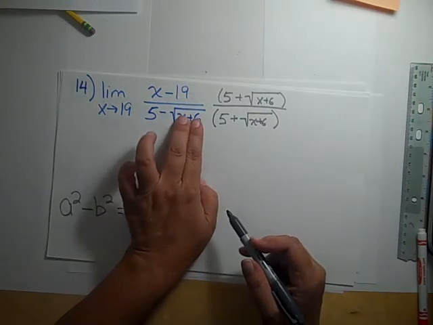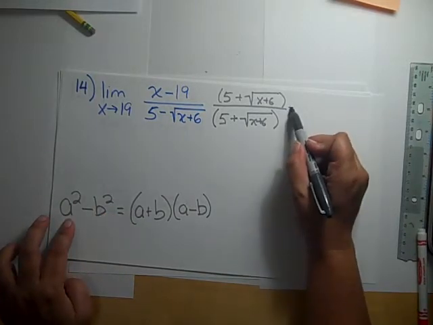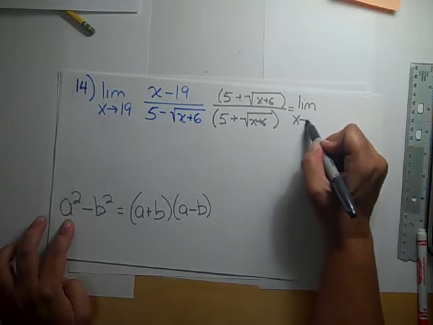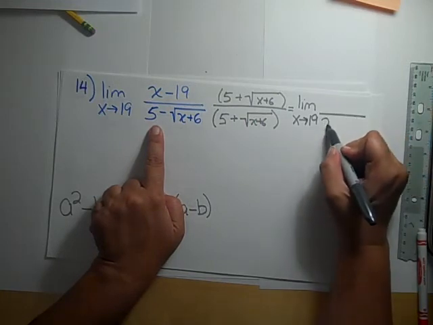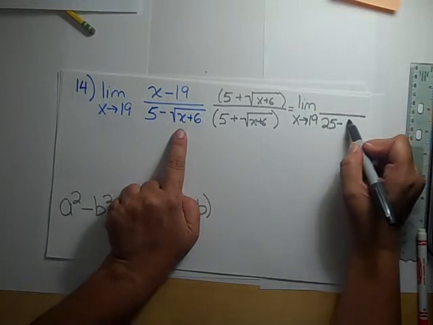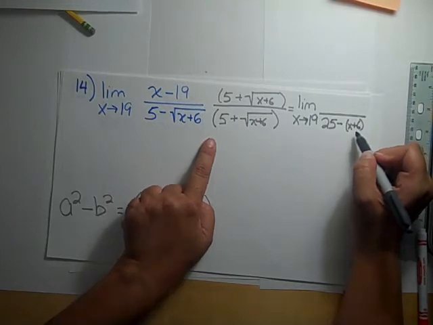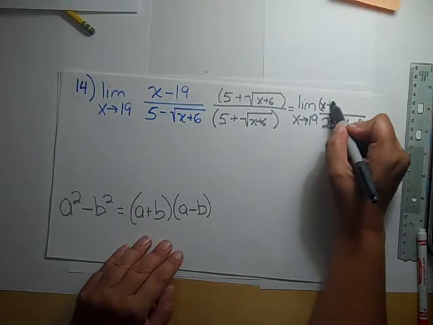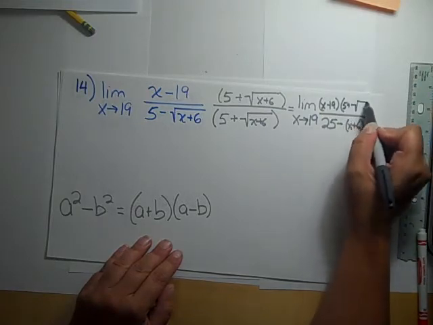And notice I could take this whole radical sign and say that it's b. So what's a squared going to be? Oh, by the way, we have to continue our limit notation. A squared is going to be 25 minus b squared, which is going to be x plus 6, right? Because when you square a square root, you get the function. And then on top, we're going to have x minus 19 times that part of the conjugate. Sorry, this is getting squished.